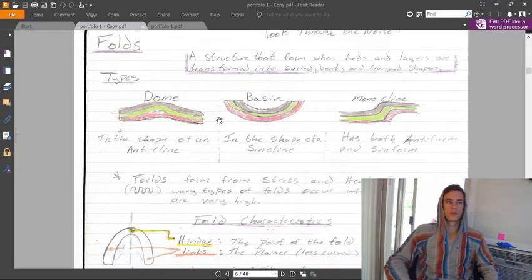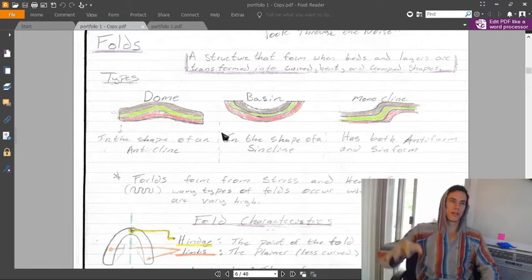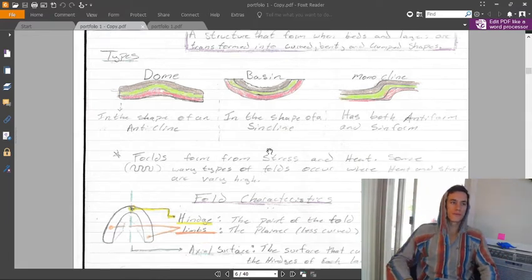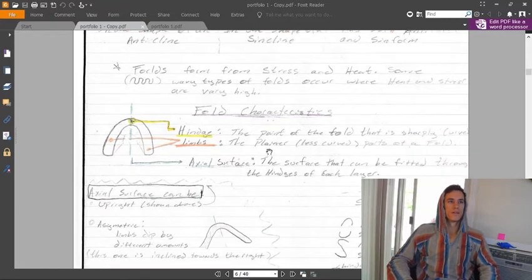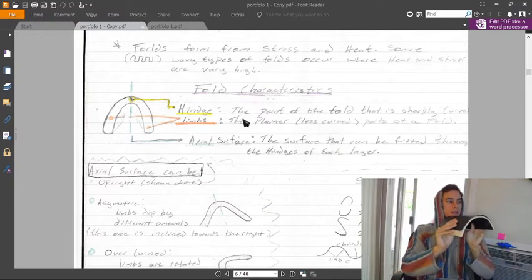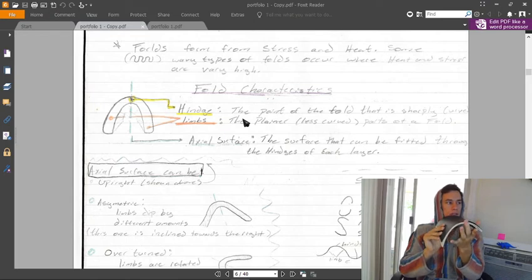So there are dome structures, which go up like an anticline. A basin is like a bowl, and a monocline goes up like a hill and then flattens out. Folds form from stress and heat. Wavy types of folds occur where heat and stress are very high, so that would be at depth. In a fold, at the top you have a hinge in the middle, and on the sides would be the limbs.